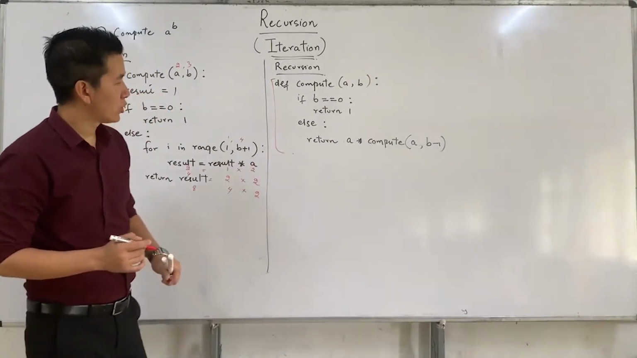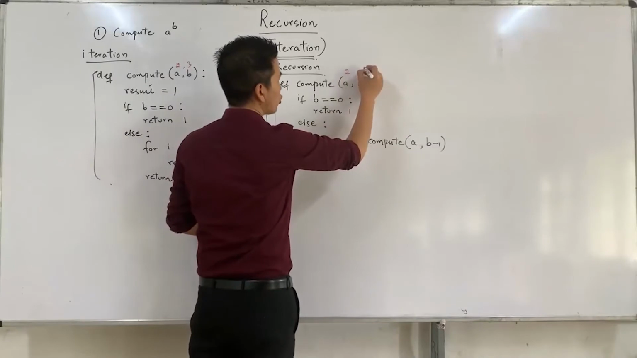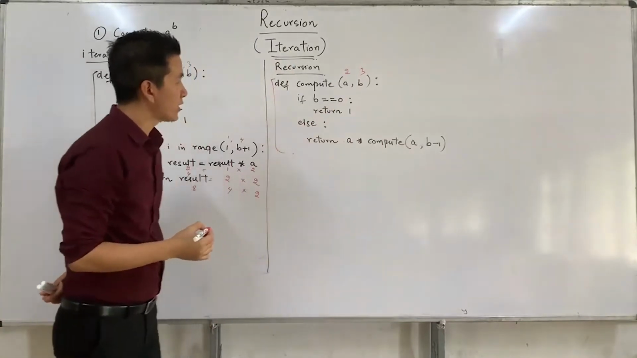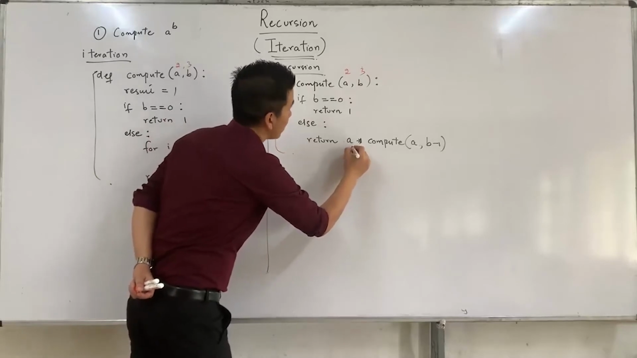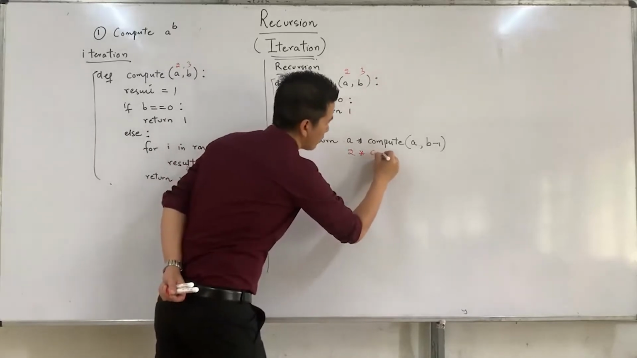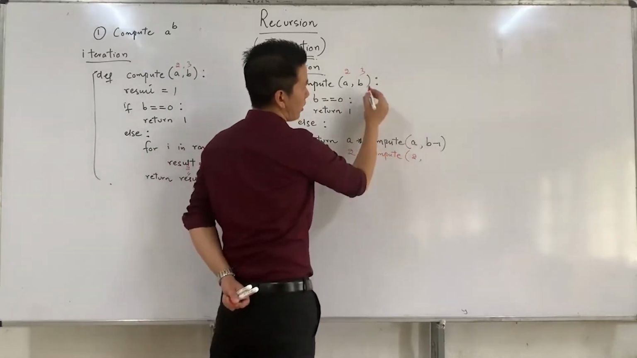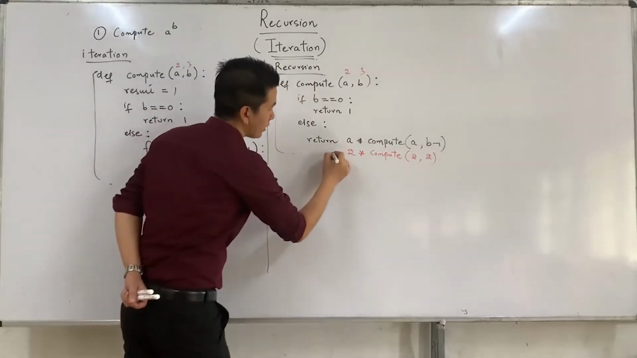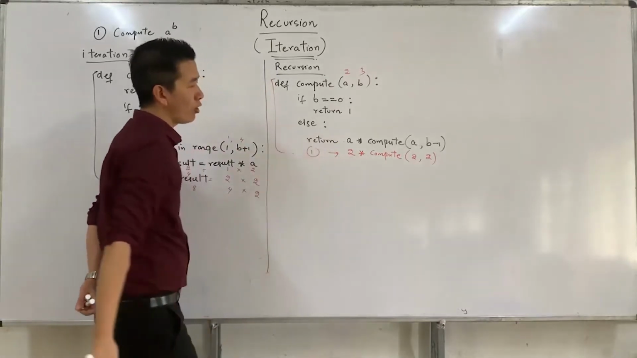We'll just run the program and check whether we are getting the correct output or not. Say the value of A being 2, the value of B being 3. Alright? So this condition is false, so it gets in here. You will have the value of A is 2 multiplied by compute of 2, the value of B is 3, 3 minus 1 is 2. Okay? So this will be the first call.